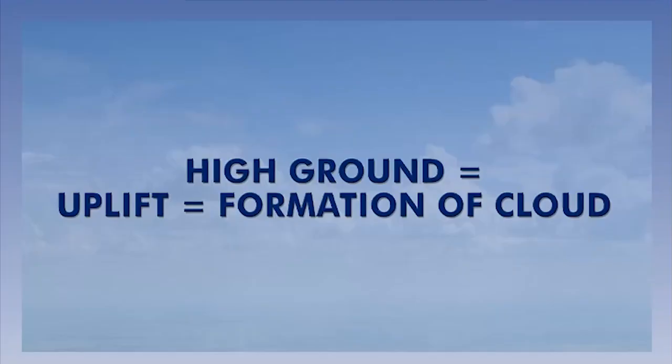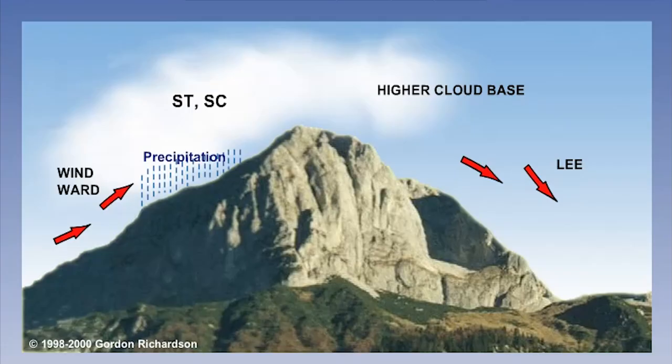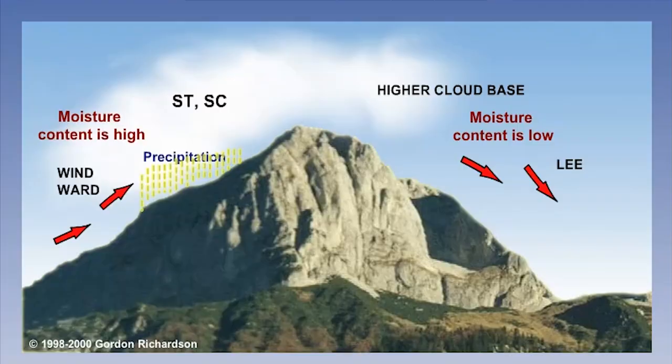The presence of high ground will also, on many occasions, force the uplift of air and hence the formation of cloud. There are three main scenarios we shall look at. Firstly, in stable conditions, we get a lot of layered cloud forming over the high ground. Notice the lower cloud base on the upwind side of the high ground compared to the downwind side, where the moisture content is less. There may also be enhanced precipitation on the windward slopes.